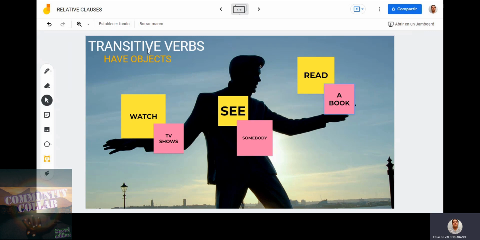And I repeat, this only happens with transitive verbs. There is a complete list of transitive verbs. Later on, I will let you know where you can download this complete list. So let's continue. I'm going to show you how to use transitive verbs and objects in relative clauses.